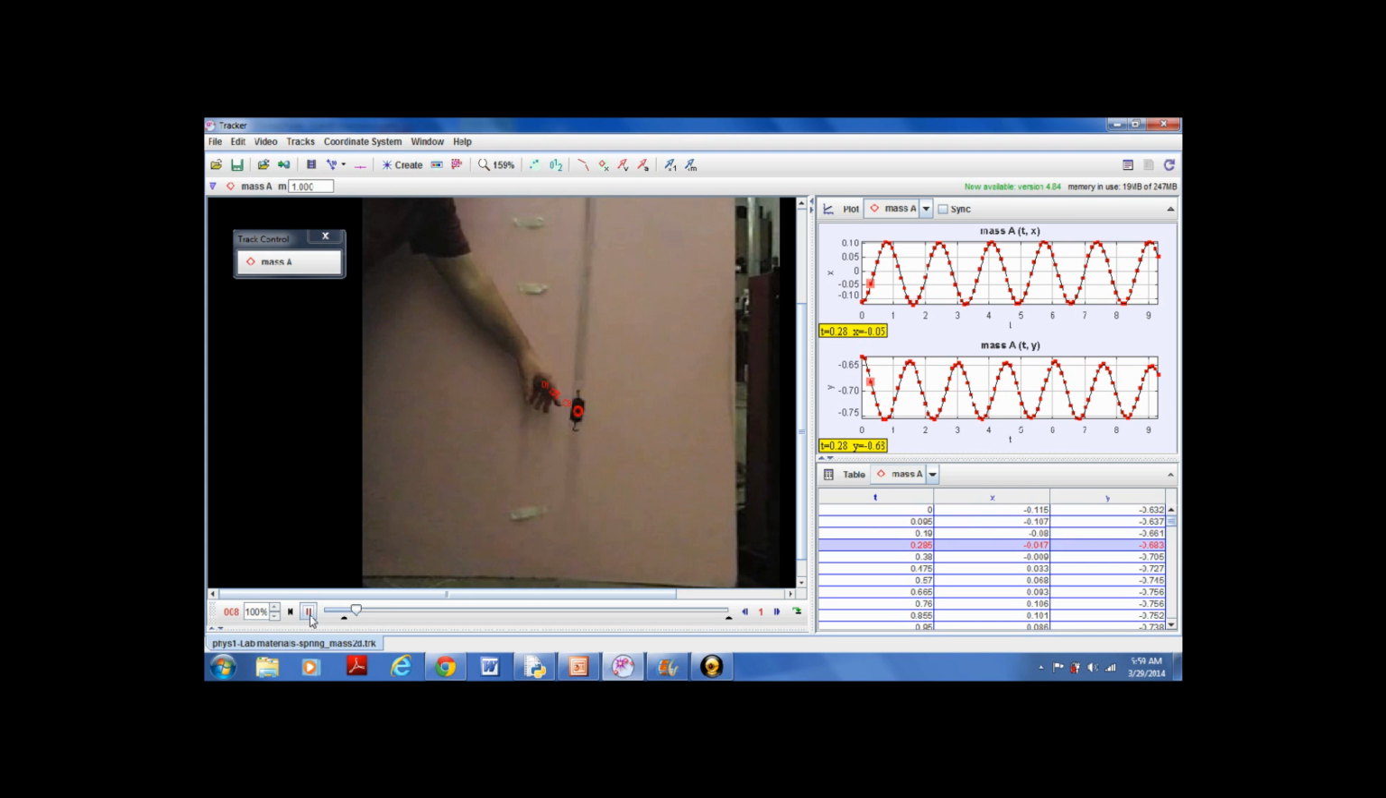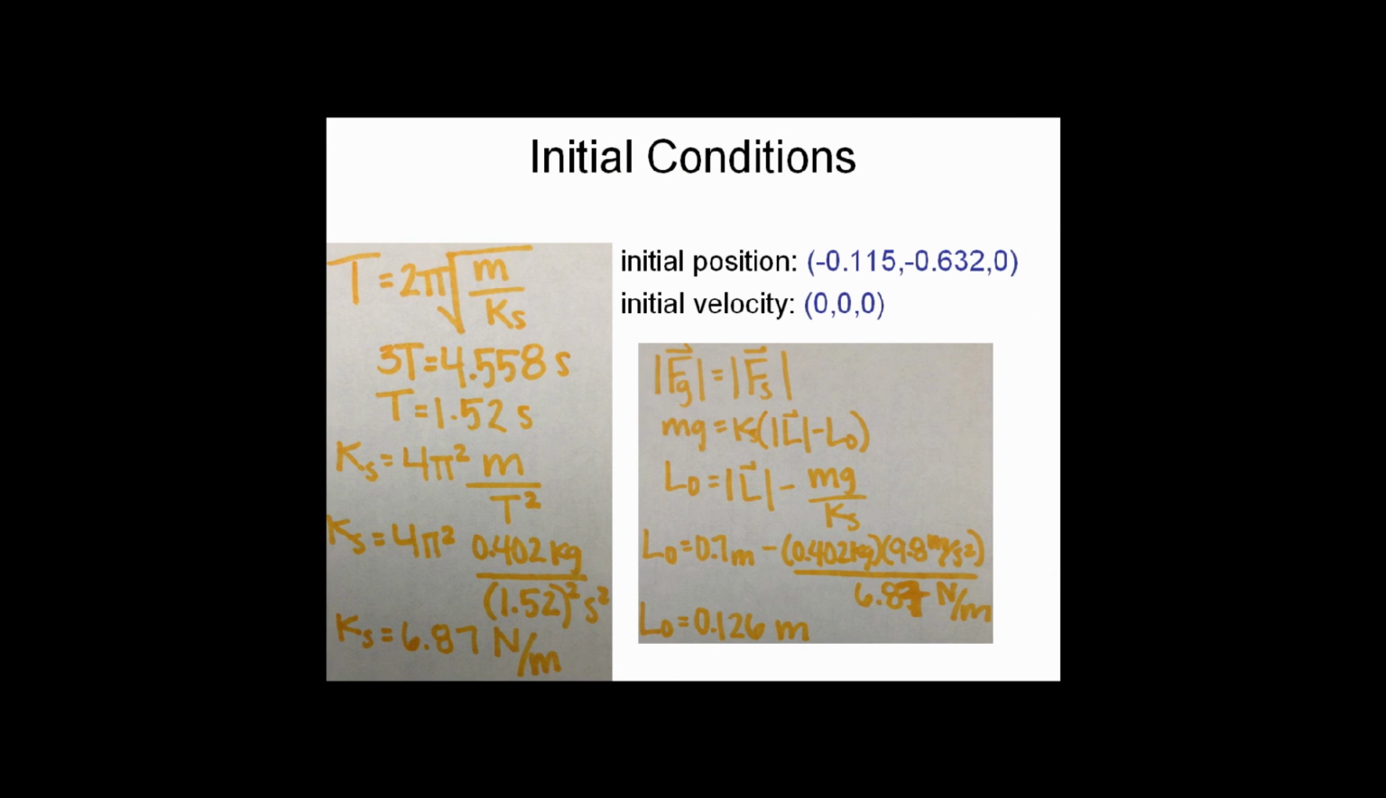Here is the video of the spring and Tracker. I extracted X and Y position data to use in initializing my model. The initial position is negative 0.115, negative 0.632, 0 meters. And the initial velocity is 0 meters per second because the mass started at rest.